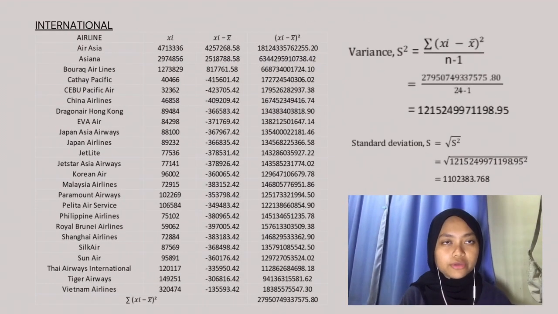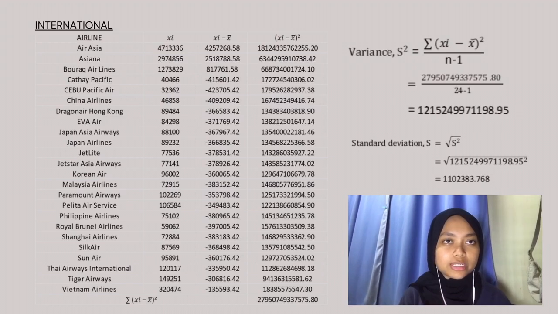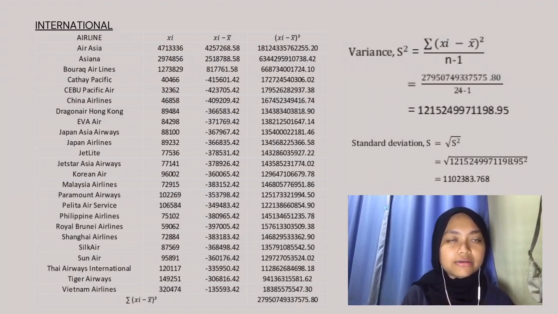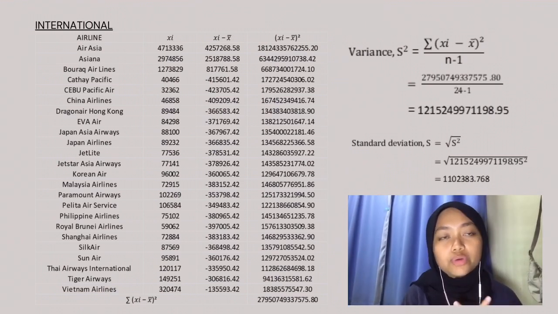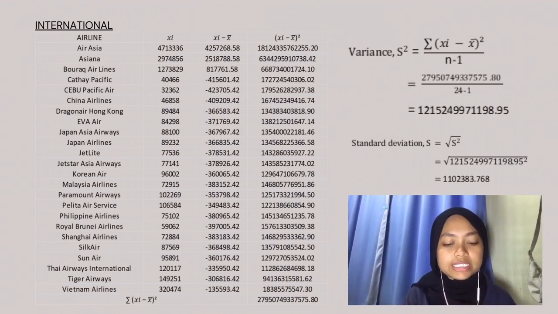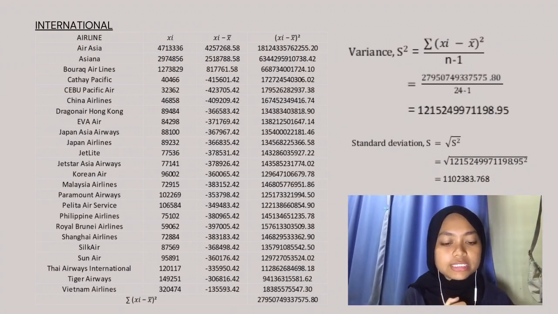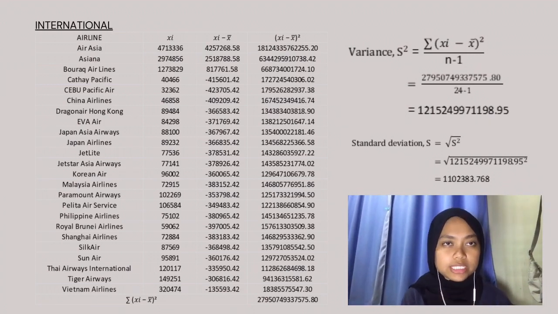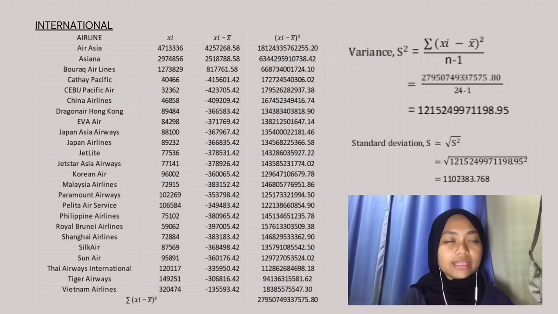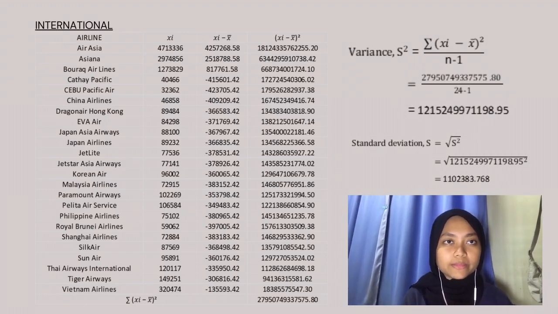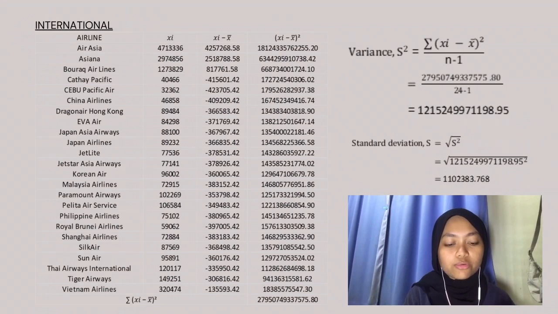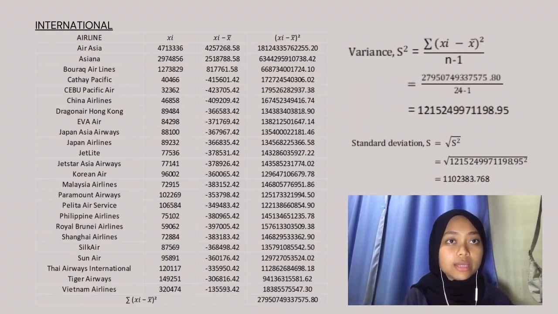Okay, so for the mean absolute deviation, previously I used Excel to calculate the data, and for variance and standard deviation, I also use Excel. For variance, we need the summation of the squared differences of each data point from the sample mean, and after that we divide it by n minus 1. As for the standard deviation, it is the square root of the variance. From this slide, we can see that the domestic has the highest variance and standard deviation compared to the international.